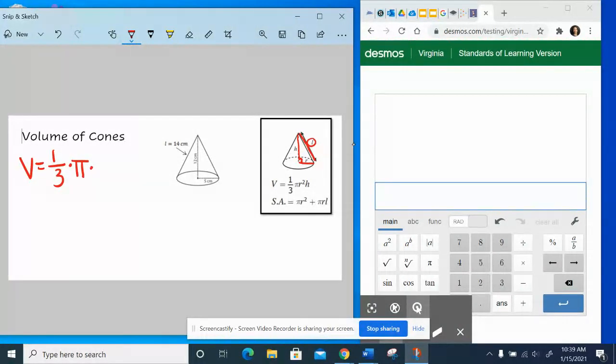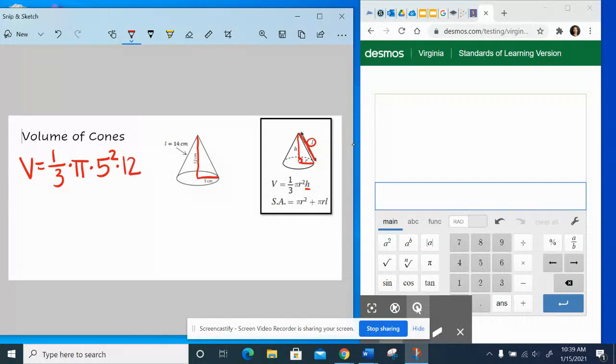And in our problem, it says times the radius. Our radius here is 5 centimeters. So I'm going to multiply 5, and don't forget to square it. And then we're going to multiply times the height. So times our height. Now, if you look here, our height is 12 centimeters. Notice this is the height that we want to use because it's going from the peak of the cone to our center of the circle. And so I'm going to write 12 here.